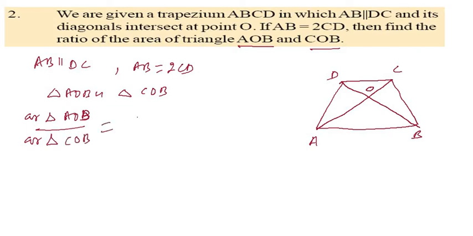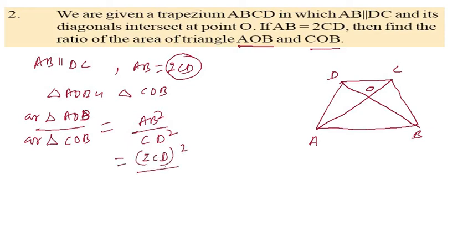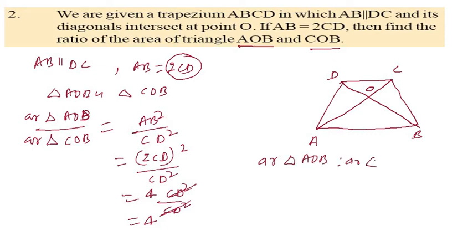COB is equal to AOB, that is the AB square, and COD, that is the CD square, or you can say DC square. AB is given as 2CD, so you can put the value of 2CD. 2CD whole square will be equal to 4CD square over CD square. CD square cancels out, so that will be 4. So the area of triangle AOB to the area of triangle COB will be equal to 4 is to 1, and that is your answer.